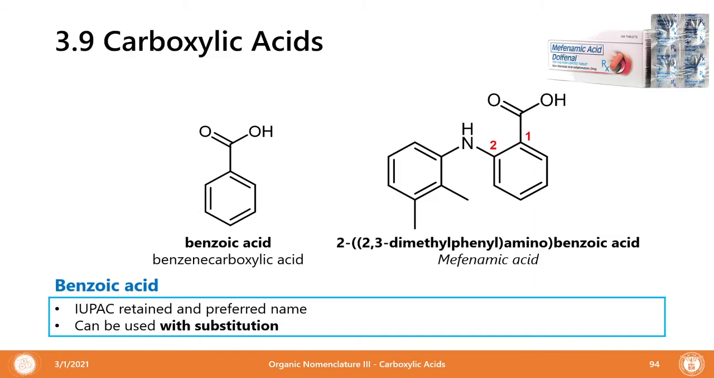Here is a monosubstituted benzene carboxylic acid with the name benzoic acid. This can be used with substitution like so. So here we have 2,3-dimethylphenylamino benzoic acid. So here we just have this large substituent, the 2,3-dimethylphenylamino, at the position 2, from the alpha carbon of the benzene ring. And so, this is our benzoic acid. This is also known as mefenamic acid, which is a common anti-inflammatory drug. So, benzoic acids are common precursors for some important medicines.